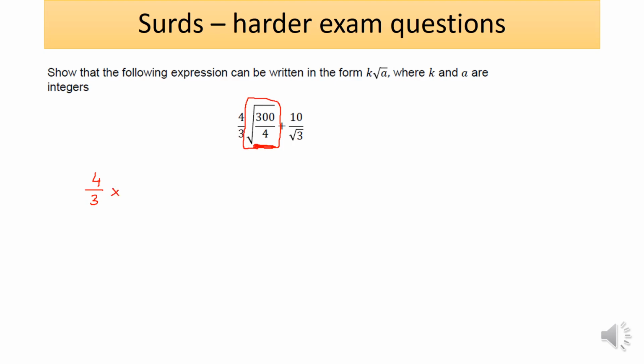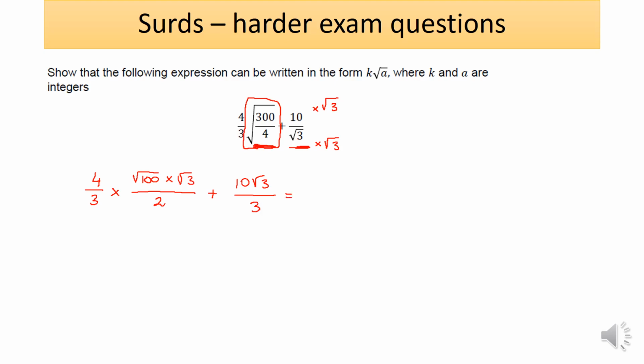I can split square root of 300 into square root of 100 times square root of 3. I also know that square root of 4 is 2. Then with the second fraction, I need to rationalize the denominator. So that means I need to times the denominator by root 3 and times the numerator by root 3, so I get rid of the surd from the denominator. That is going to be 10 root 3 over square root 9, which is 3.